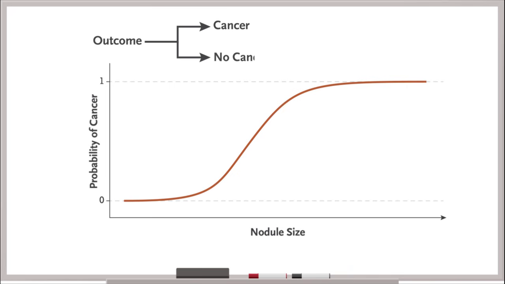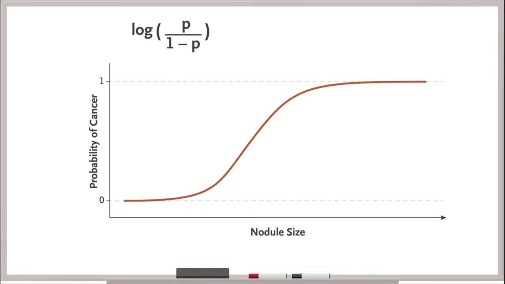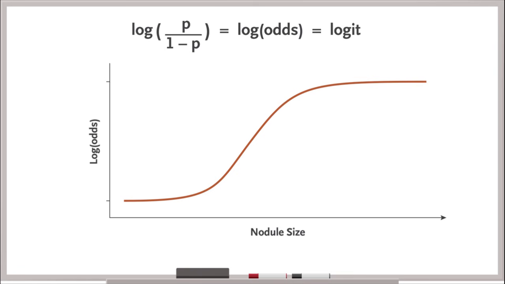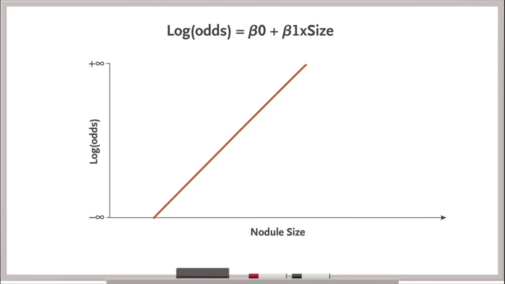While the outcome, cancer or no cancer, is binary, the probability of cancer or no cancer is continuous, ranging from 0 to 1. The logarithm of the probability of one outcome over the other, or the log odds, is used to transform this probability into a range that includes any value. Logistic regression models a linear relationship between the predictors and the log odds of the outcome.